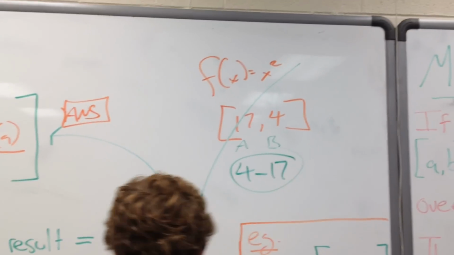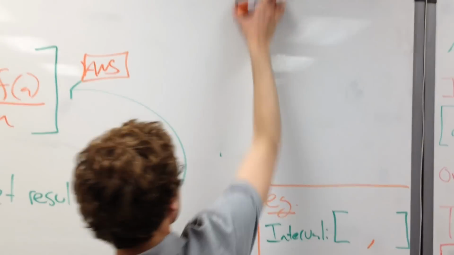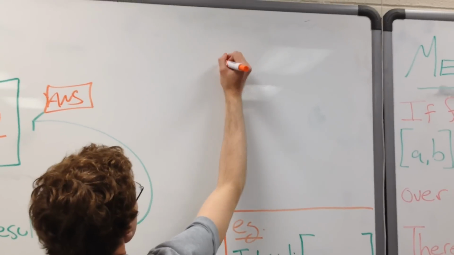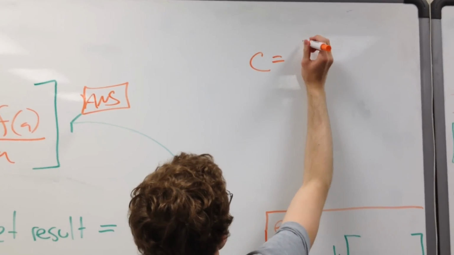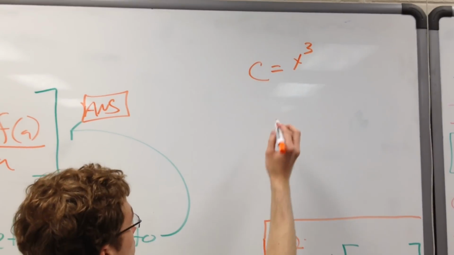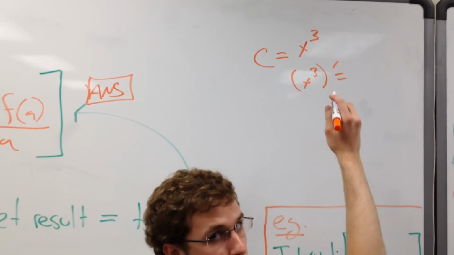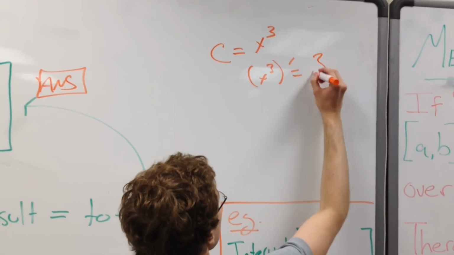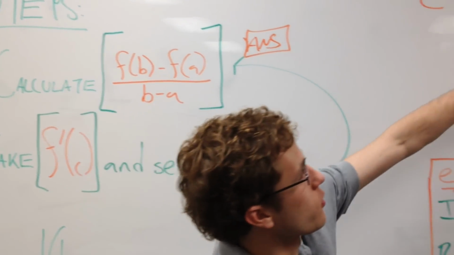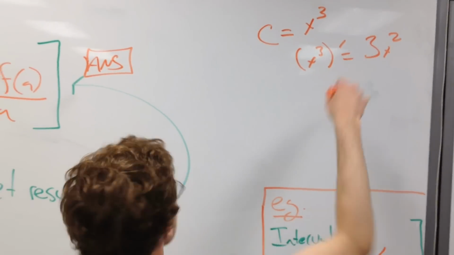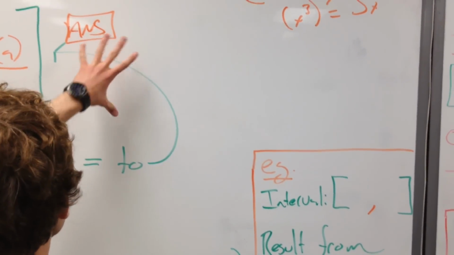Let's erase this really quickly so we have some room. Let's say that in your function c equals x cubed. Then all you're going to say is x cubed prime equals, and if we know our derivative rules, this should not be hard, 3x squared. And so you're going to take 3x squared as your derivative. You're going to plug in the appropriate value, and then once you have what c prime is, you're going to set that equal to this.